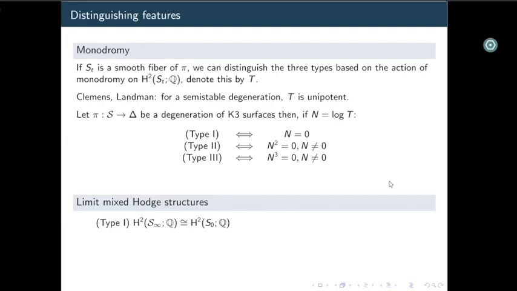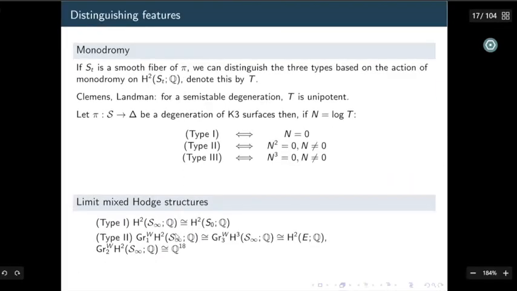So that's an increasing weight filtration on the rational vector space, and a decreasing Hodge filtration on the tensor product of this thing with C, and these interact in a nice way so that the weight graded pieces admit a pure Hodge structure of a specific weight. Okay, so you can look at the limit mixed Hodge structure of degenerations of K3 surfaces, and they split again into 3 types, which are pretty easy to distinguish.